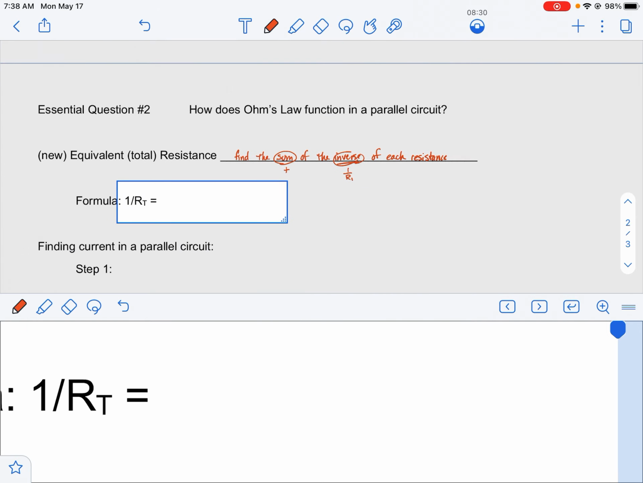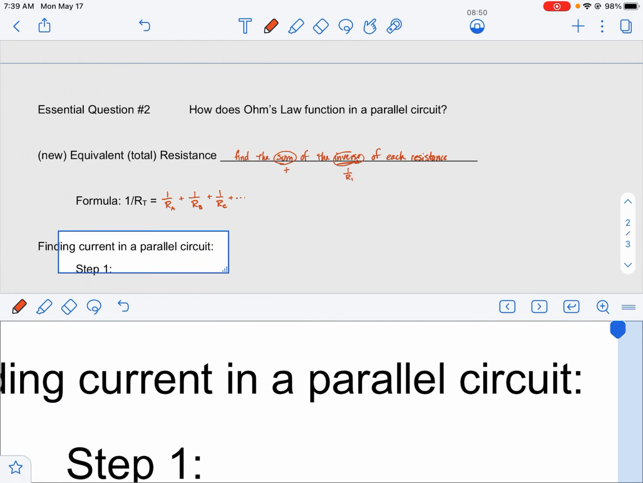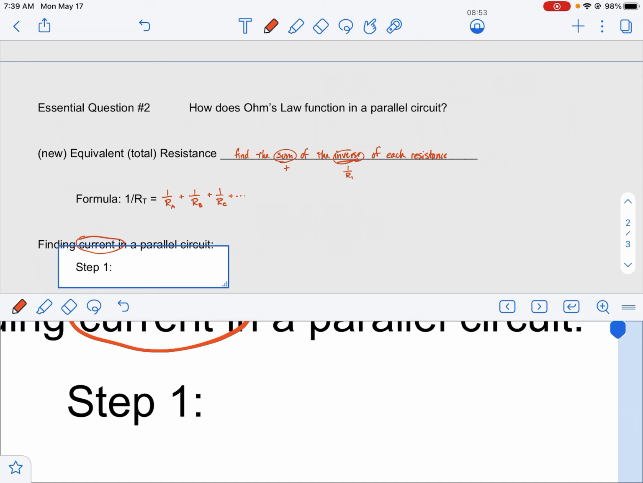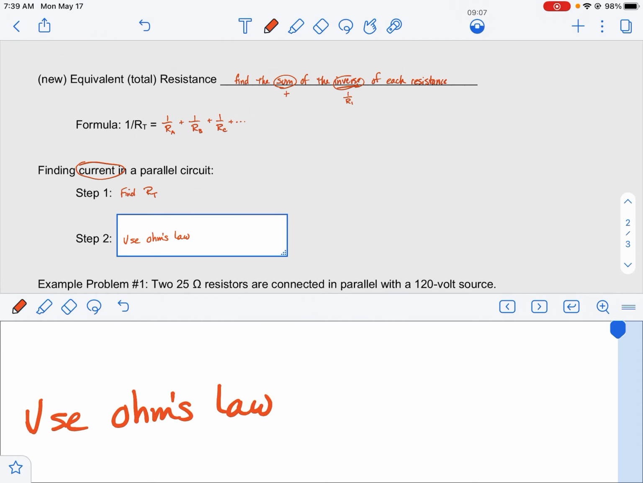Well, if we write that as a formula, we have 1 over the total is equal to 1 over RA, or you could call it R1, 1 over RB, or you could call it R2, 1 over RC, etc. So the sum of the inverse of each resistance. So how would I find the current then in a parallel circuit? How would I use Ohm's law? Step 1 is going to be to find the total resistance, just like we did before, and step 2 is going to be to use Ohm's law. And just in case you want to write it again, Ohm's law, I equals V over R.